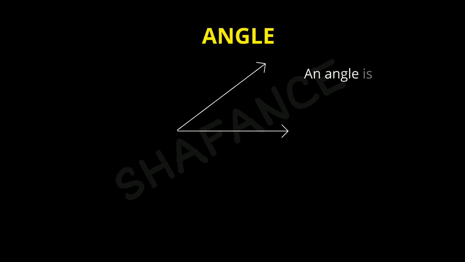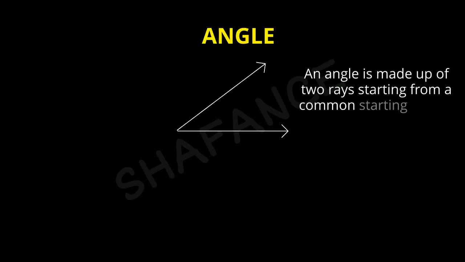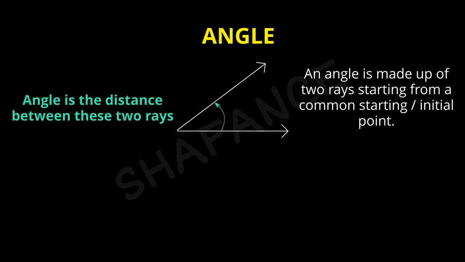First, let us see what an angle is made up of. An angle is made up of two rays starting from a common starting or initial point. And what is an angle? Angle is the distance between those two rays.